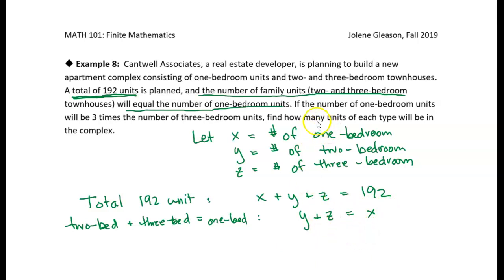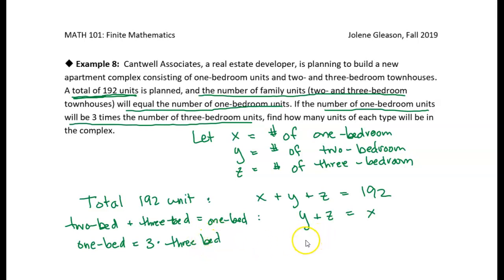All right, and then let's look at the last piece of information. The number of 1 bedroom units will be 3 times the number of 3 bedroom units. So 1 bedroom units is equal to 3 times the 3 bedroom units. Okay, so if we write that as an equation, essentially the number of 1 bedroom units is x, and that's going to be 3 times z, which is the number of 3 bedroom units.